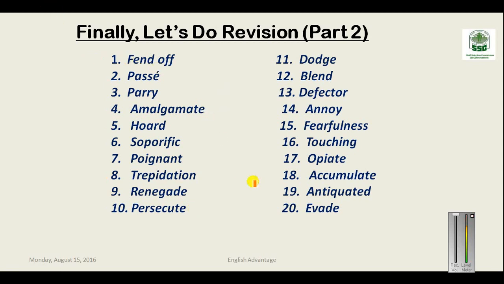Fend off means to evade something, to escape something, and this is very commonly used in taxation. When you do not file your income tax return and do not pay money for tax, that is fend off. Pass: something that is antiquated or out of fashion. Parry, dodge. Amalgamate means to blend or mix something, or kind of combine something.